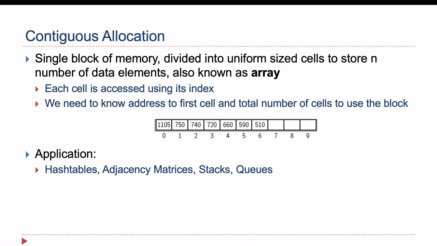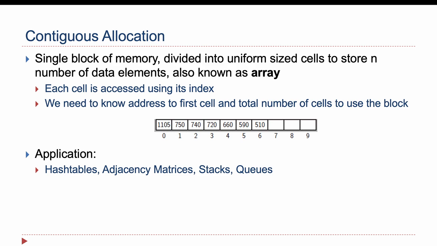In this slide, we will be discussing how contiguous memory allocation works, its advantages and disadvantages, and where it's commonly used. So, what is contiguous allocation? It's a memory allocation technique where data is stored in a single block of memory that is divided into uniform sized cells to store n number of data elements.